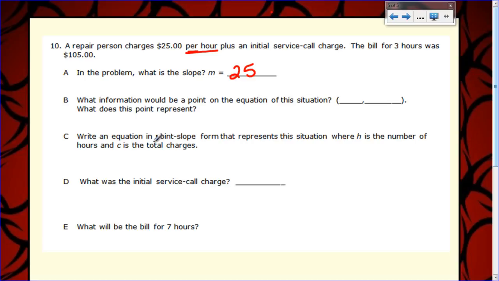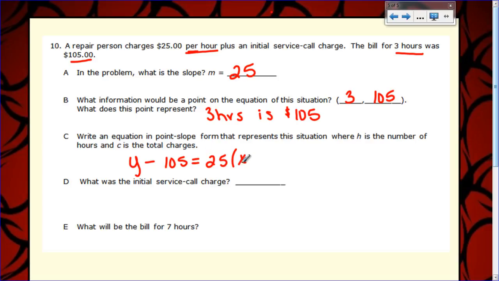Then it says, what information would be a point on the equation of this situation? Well, they tell me right here the bill for 3 hours was $105. That means my point is going to be (3, 105) because for 3 hours it's $105. So what does it represent? It represents 3 hours is $105. Now we want to write an equation in point slope form for this situation. I have a point and a slope, so I'm going to do y minus the y-coordinate, which is 105, is equal to the slope times x minus the x-coordinate, which is 3. So there's point slope form.